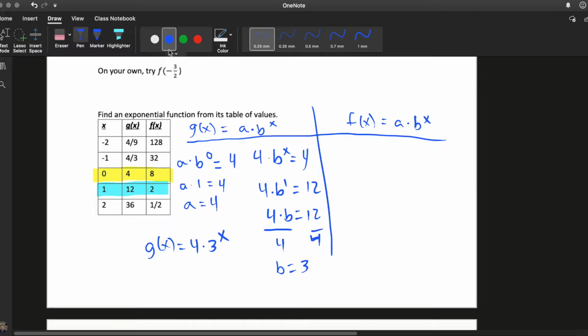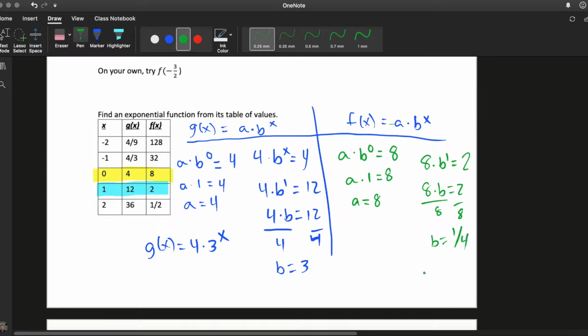Okay, assuming you paused the video and tried it out yourself, I'm going to give you the solution. For this one, we do the same thing. When x is equal to 0, we get our a. So a times b to the 0 power is equal to, in this case, 8. So a times 1 is equal to 8, so a has to be equal to 8. When we plug it in, 8 times b to the first power is equal to, in this case, 2. So 8 times b is equal to 2. When we divide by 8 on both sides, we get b is equal to 1/4. And so we get 8 times 1/4 all raised to the x power is equal to my f of x.